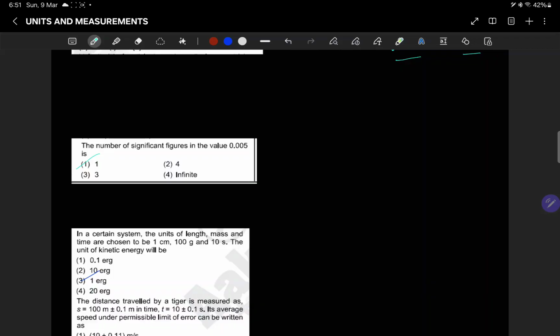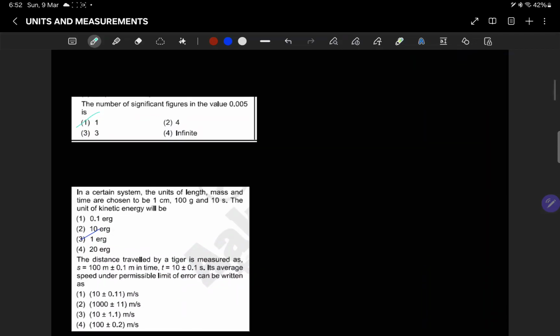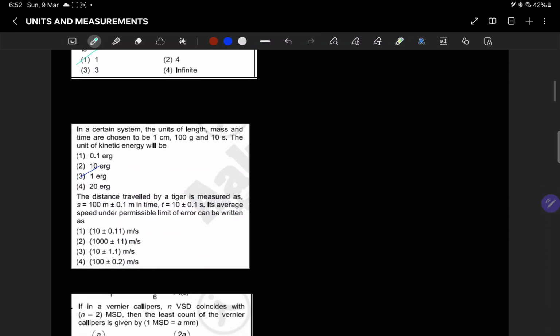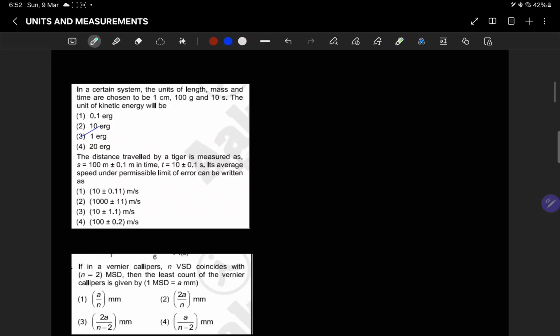If the value is less than 1, all zeros on the left side, or left and right side, are non-significant. So the significant figure here is 1 only. Yes, just now I told the significant figures rules. There are 5 rules. Please revise that one. Next, students.